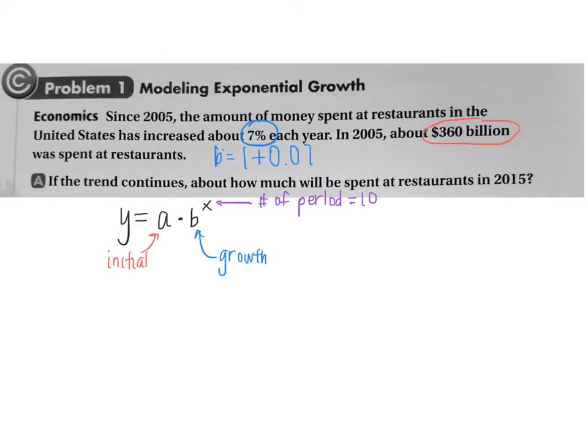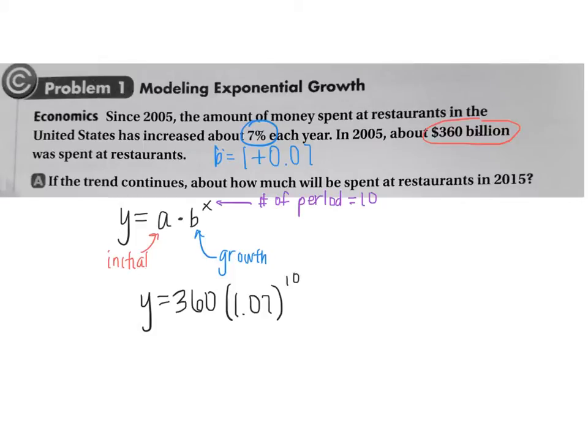Okay, and then you just plug all of that in. So that's going to be y equals 360. And I know you're thinking, Ms. Richards, that's billion. Well, I know it's billion, and later on I'll put billion on it. But instead of having to write all those zeros right now, I'm just going to wait and put them on the end. So that's 360. Growth factor is 1.07, times 1.07. And then x is 10.